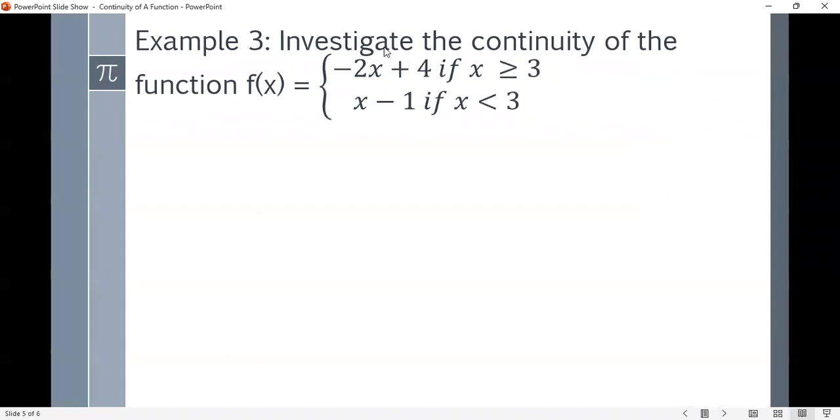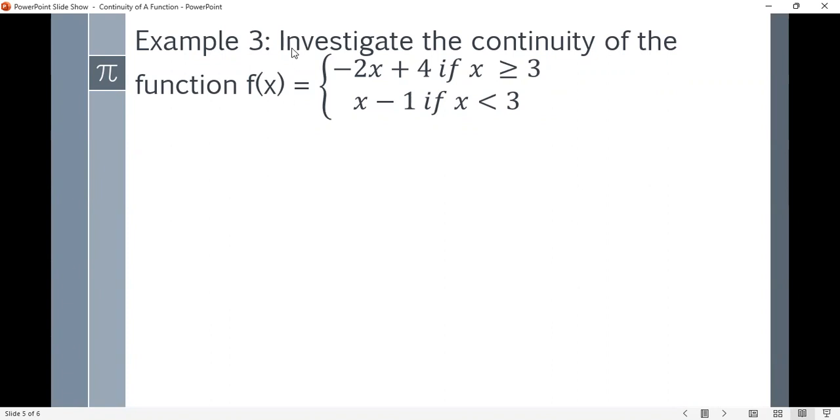For the third one, investigate the continuity of the function f of x. So, meron tayong piecewise function dito na meron tayong negative 2x plus 4 if x is greater than or equal po kay 3. And then x minus 1 if x is less than 3. So, gagamitin natin yung negative 2x plus 4 if yung x natin is greater than or equal po kay 3. And we are using x minus 1 if our x is less than 3.